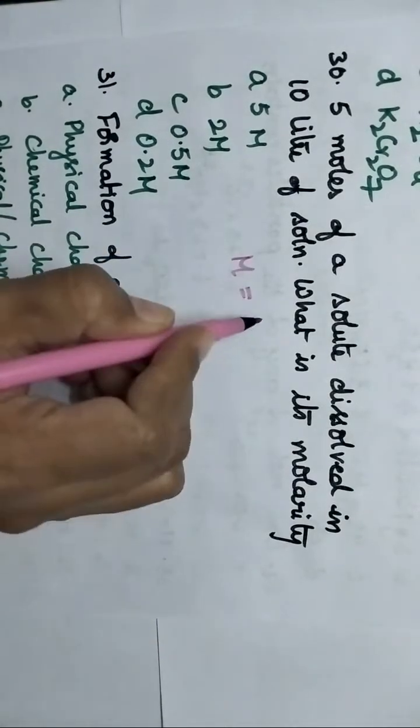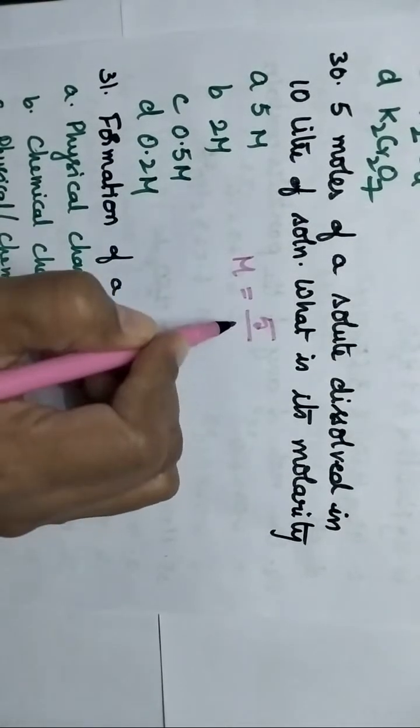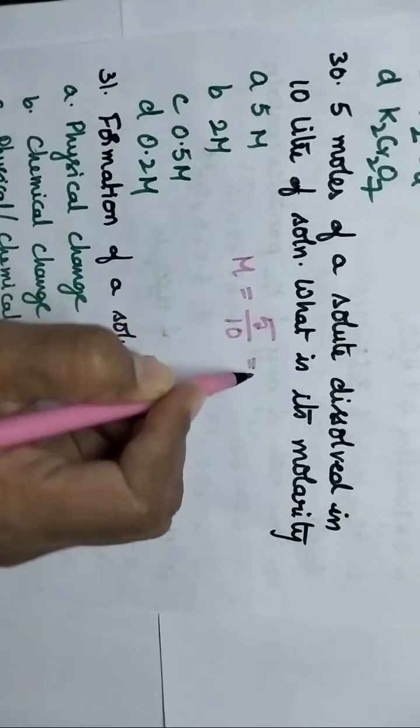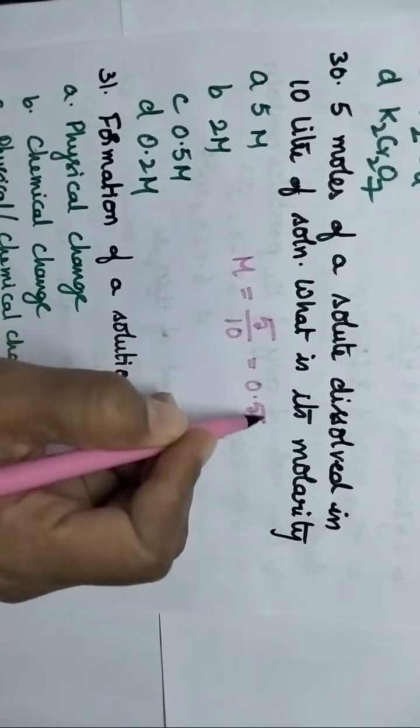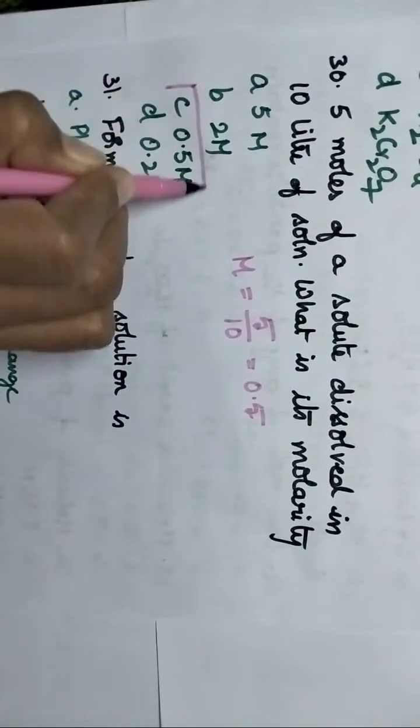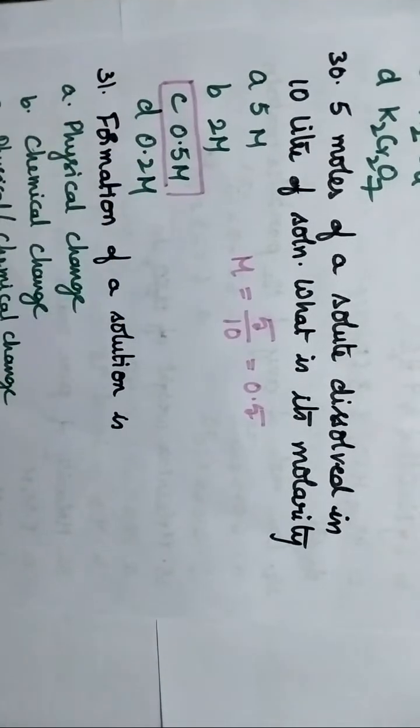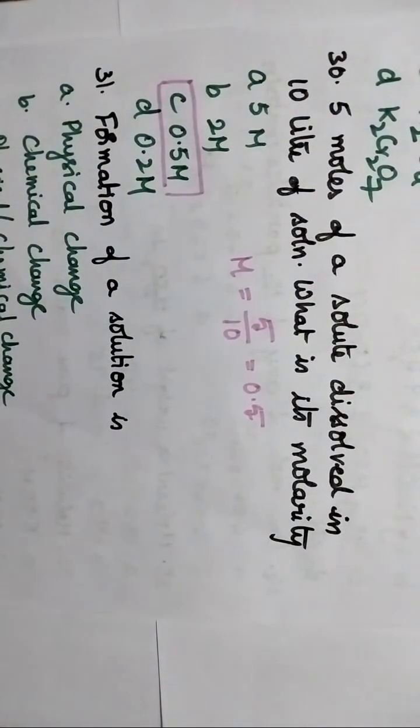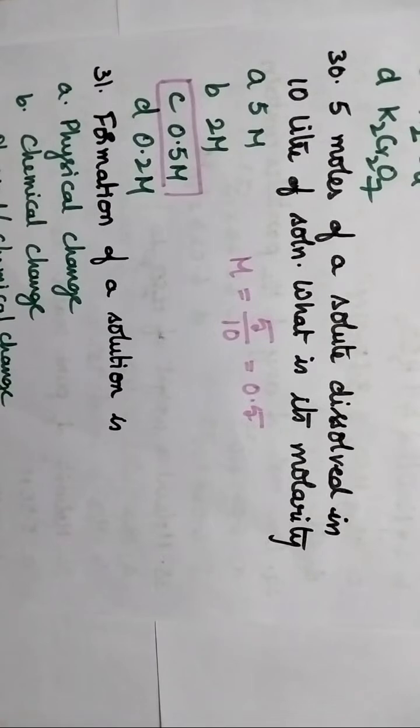Molarity is equal to number of moles divided by volume of the solution in liters. So it is equal to 0.5 molar solution. So option C is the right answer. Clear? Very good. Sahiti, Sarath Kumar, very good.